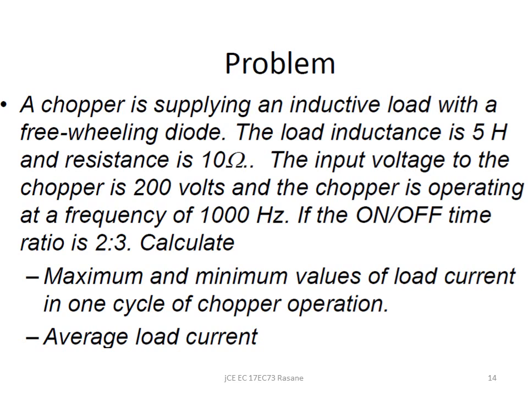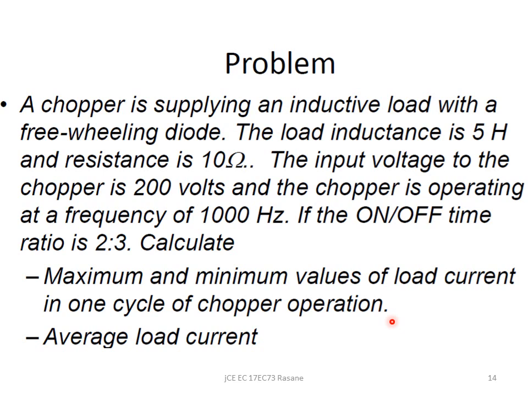Let us move on to the next problem, that is a chopper supplying an inductive load. Note that this is a step down chopper, but the load is inductive with a freewheeling diode. The load inductance is 5 henries and the resistance is 10 ohms. The input voltage to the chopper is 200 volts and the chopper is operating at a frequency of 1000 hertz. If the on-off time ratio is 2:3, you have to calculate maximum and minimum values of the load current in one cycle of chopper operation.